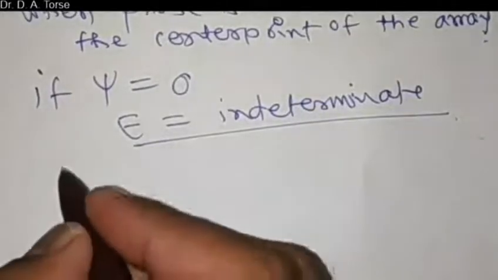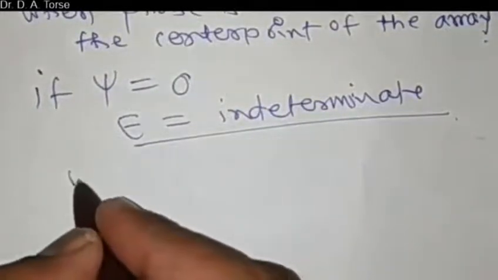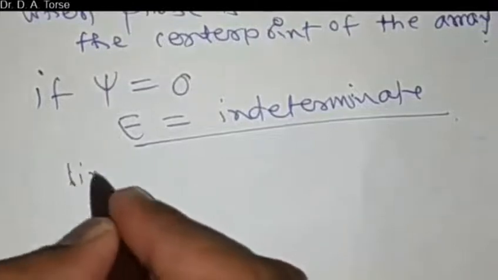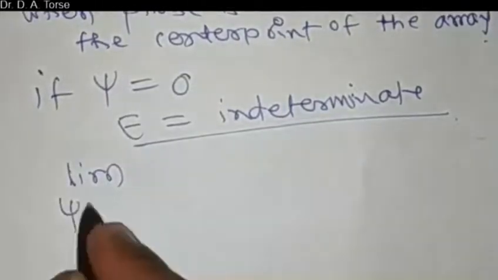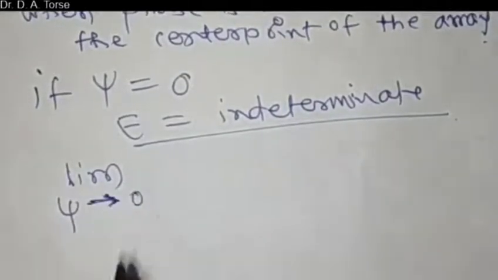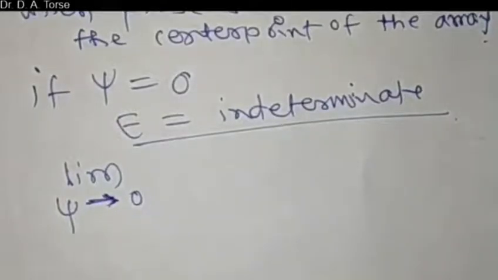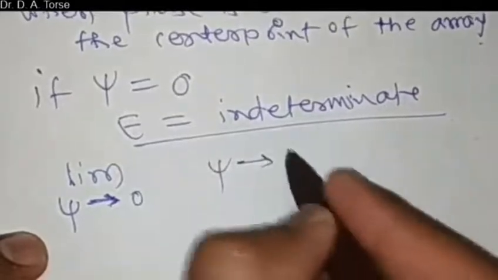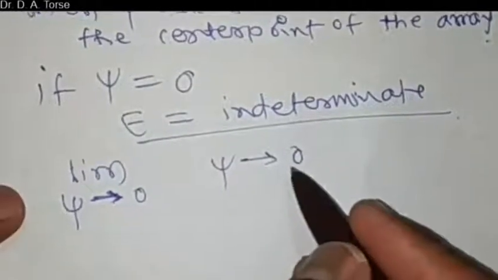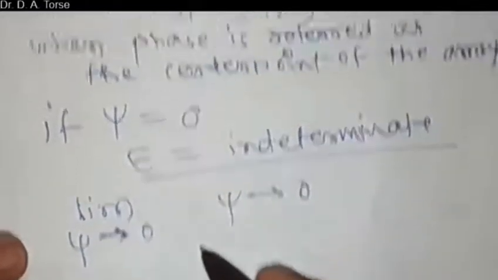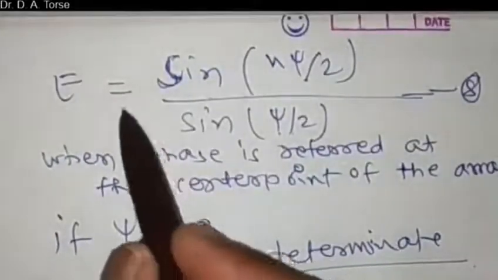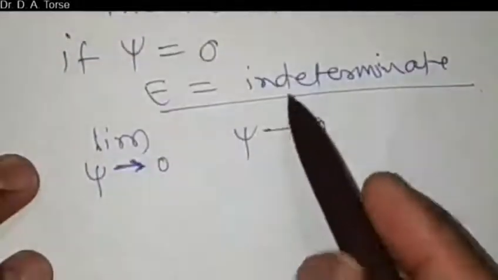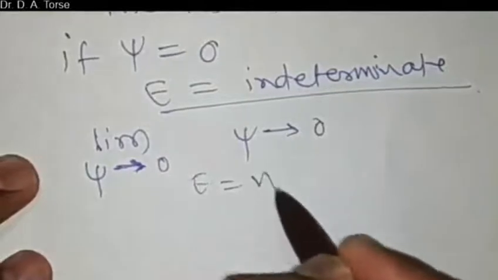So it is better in mathematics to consider at this point a very useful concept of limit. We say limit psi is tending to 0. It is not becoming 0, but it is tending to 0. So with this limit, psi is approaching the value of 0. It is not becoming exactly equal to 0, but when psi is approaching 0, the maximum possible value that can be obtained from this equation, E, would be equal to n.